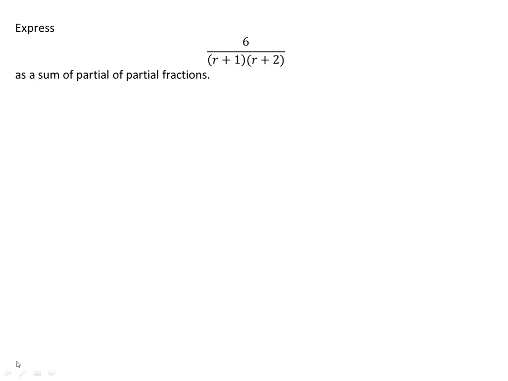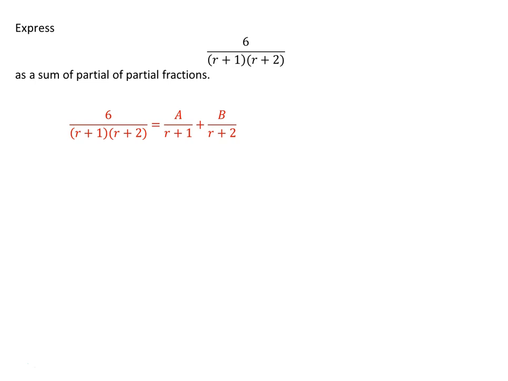Okay, if we've got 6 over (r plus 1)(r plus 2), then that's likely to have come from a split fraction of the form a over r plus 1 plus b over r plus 2. Now we need to find out what a and b are, and to do that we are going to multiply each side of the identity by the common denominator of the left-hand side. In other words, we're going to multiply each side of the identity by (r plus 1)(r plus 2).